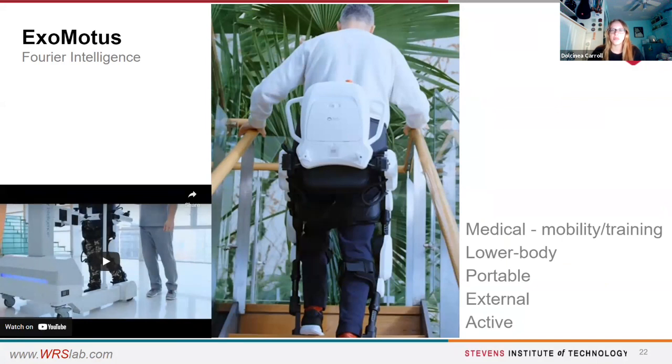Unlike the majority of portable devices, this exoskeleton is classified by an external force due to the foot plates that directly transfer the weight to the ground. It is also an active device because of the major use of motors to power the joints.